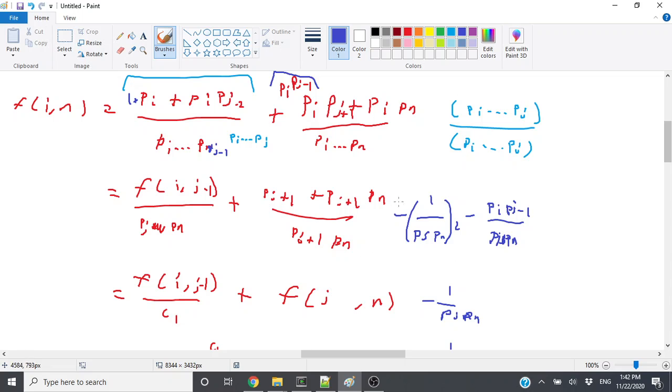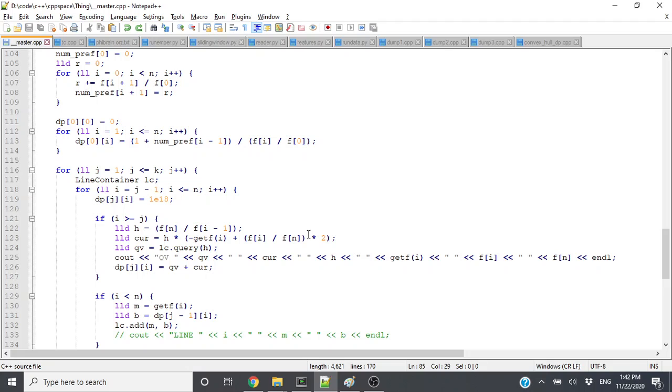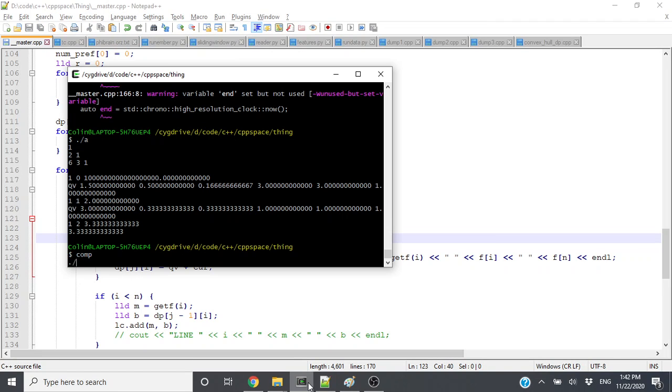Wait, this should fill it in actually. Because this becomes the 1 on this side of the equation. Yeah, it becomes 1 over PJ/PN. So neither of these should be necessary. So why are they?